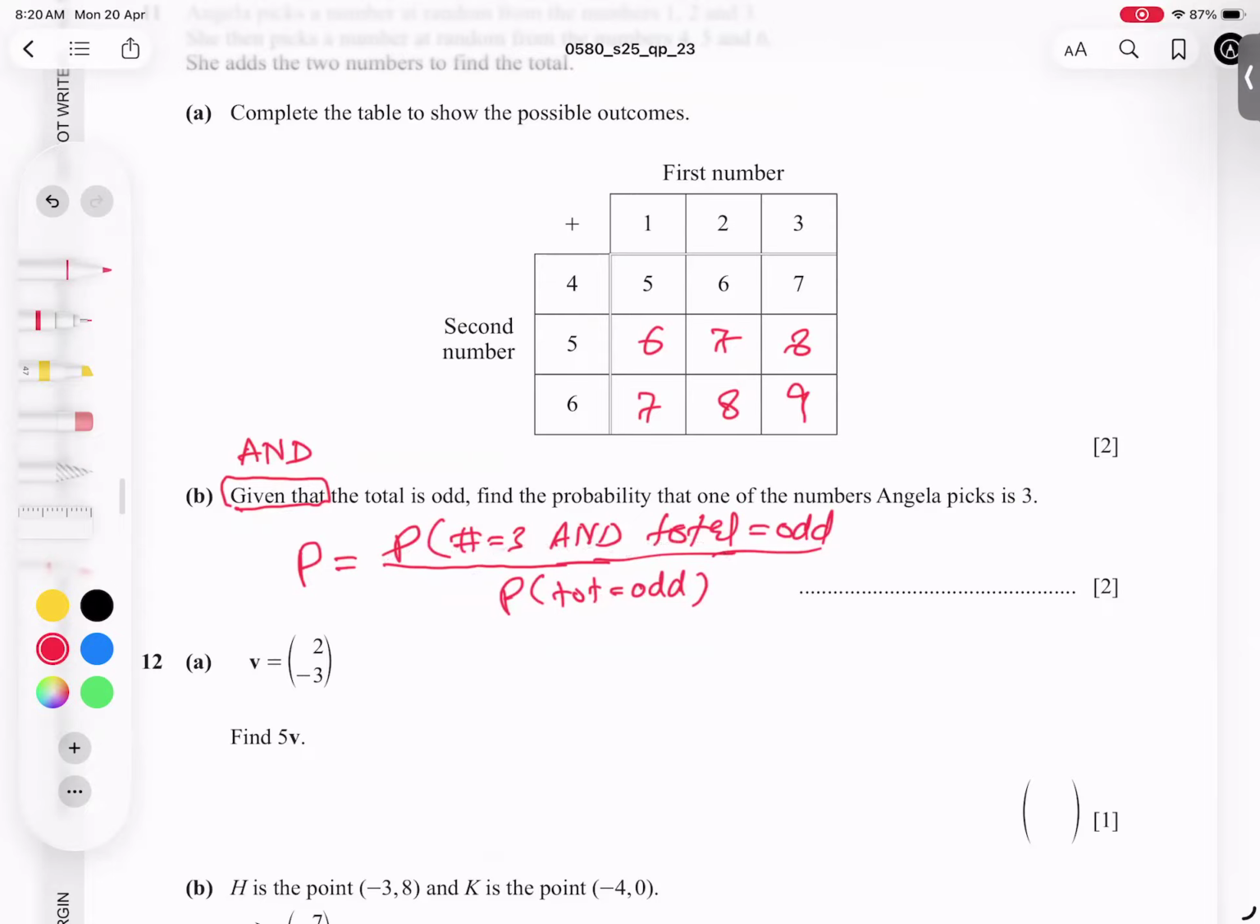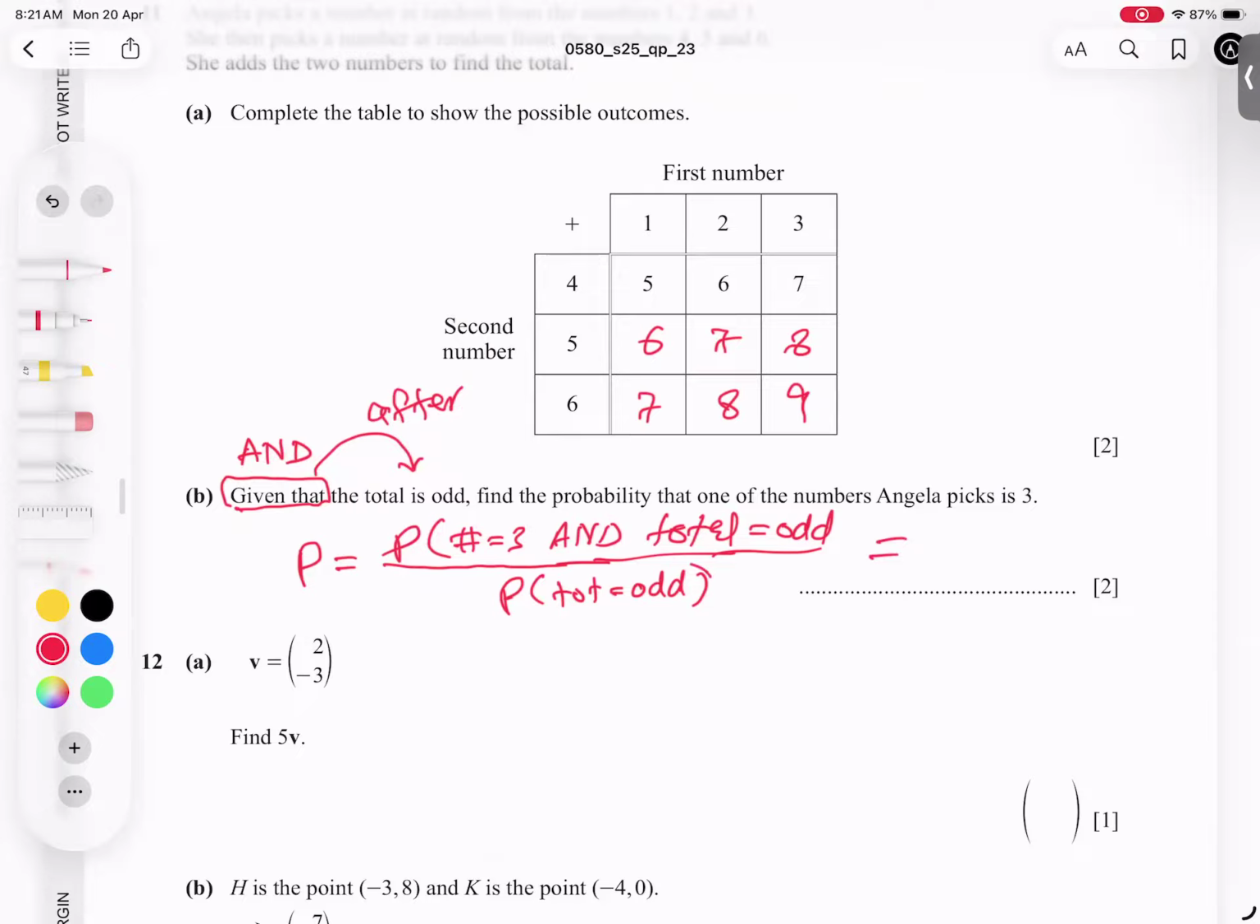So I repeat my words sometimes, mostly the given that word comes in the middle, but it can come at the start even. So the total after given, this is called after given that. So this total will go in denominator, and one of the number is a 3 and the total is odd. So I wrote it now.